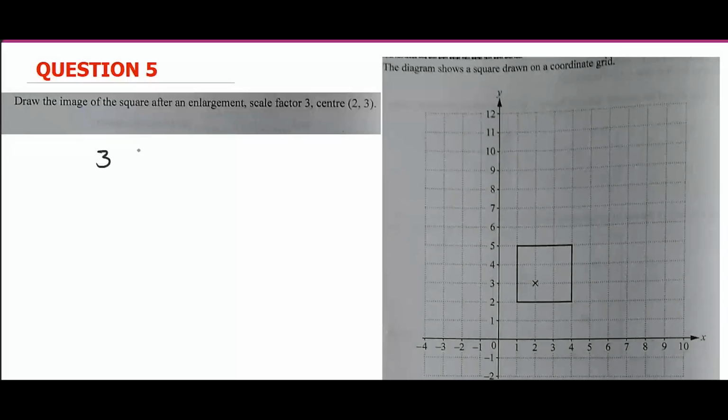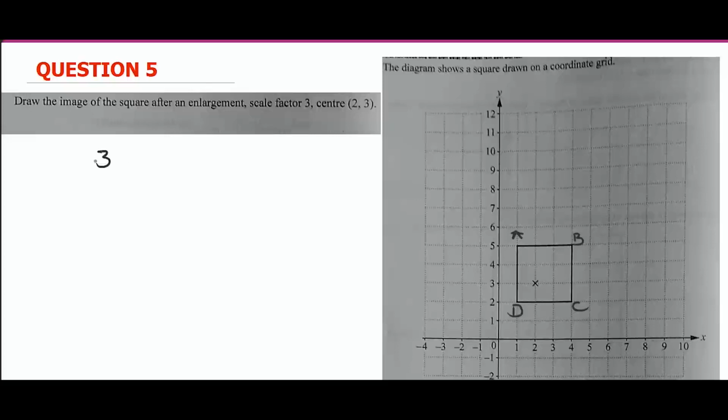So the first thing we need to do is to label the shape, the square. This will be A, this will be B here, this will be C here, and this will be D here. That is the first thing. The next thing we need to do is to count from the center of enlargement to each of the vertices, and we need to take note of the direction. If we take note of the direction, all you need to do is to multiply the steps or the directions by the scale factor 3 in that direction.